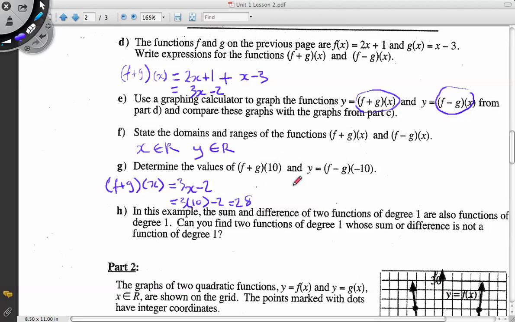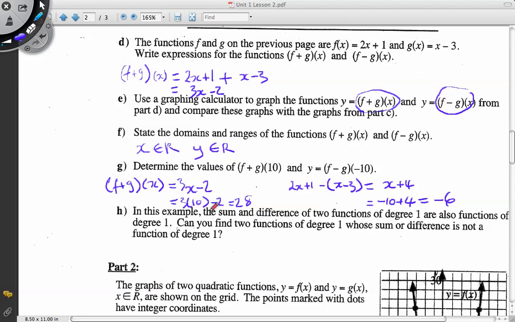Subtracting, you do the same thing. If you've subtracted these two, we can do that right now. It's actually 2x plus 1 minus x minus 3. So this is f of x, this is g of x, and we're subtracting them. Simplifying that, we should get x plus 4. So in this case, notice they're asking us to put x equal to negative 10. So plugging that in, we have negative 10 plus 4. That reduces to negative 6 for an answer.